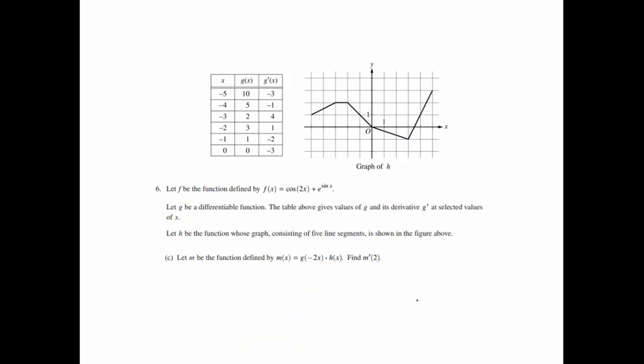All right, part C. Now we're going to M. Let m be the function defined by g of negative 2x times h of x. So now all of a sudden I notice this times in here. To me, that's definitely going to tell me I'm going to have to use the product rule and then find m prime of 2. So one thing I'm going to do here, notice that g is not just an x, there's something there, so I'm going to put u. So I'm going to redefine that as g of u.